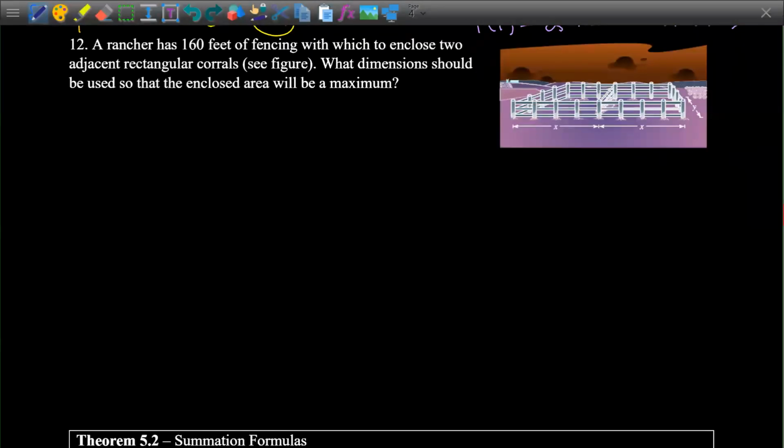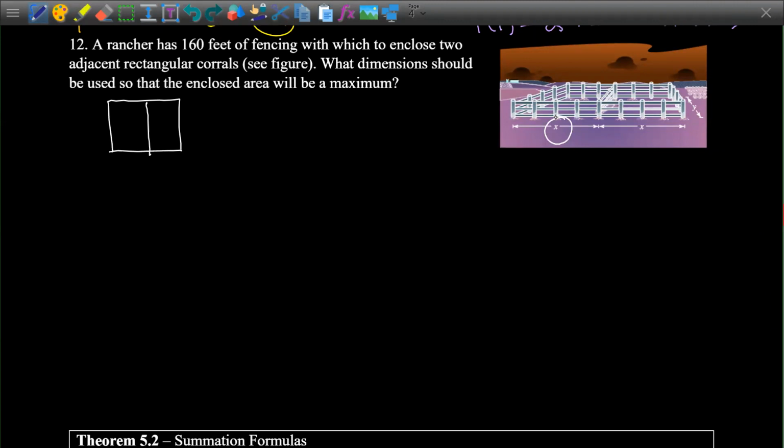Okay, 12, a rancher has 160 feet of fencing with which to enclose two adjacent rectangular corrals, what dimensions should be used so that the enclosed area will be a maximum? So this is an optimization problem. And I'm going to redraw the picture since the negative image there didn't come out very clear, but we have a rectangle that's split evenly in half.